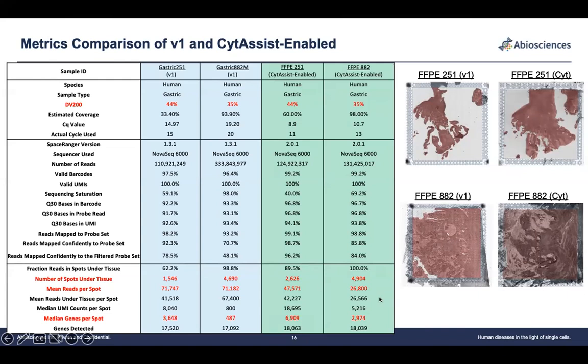And as you can see, immediately you can appreciate the power of the Cytosis. Looking at the median genes per spot, for the gastric 251, we only detected 3,000 genes per spot. But with the Cytosis, we obtained almost 7,000 genes per spot. For the AA2, because the DV200 is lower, we only obtained 400 genes per spot. But with the Cytosis, it really increased to 3,000 genes per spot.